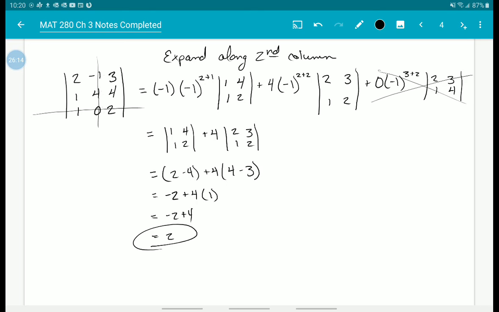So we've really talked about 2x2s and 3x3s. In the next video, we're going to talk about what happens if we have a 4x4, and then we're going to talk about the determinant of triangular matrices.